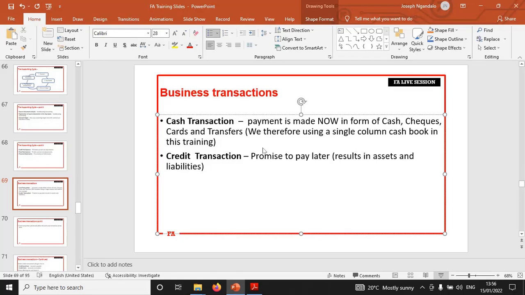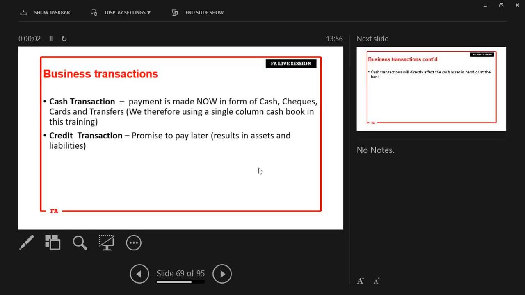But in this class, we don't entertain those thoughts of two column cash book. What they were referring to when they said two column cash book, they were talking about you should have a column for cash and bank. So when you make payment, where are you getting the money from? From the cash at hand or from the bank? That's what they meant. But in this class, we'll just be considering all these, whether you're dealing with cash in your hands, checks and the like. We'll be thinking about just one thing taking place. Your cash asset is what? Reducing.